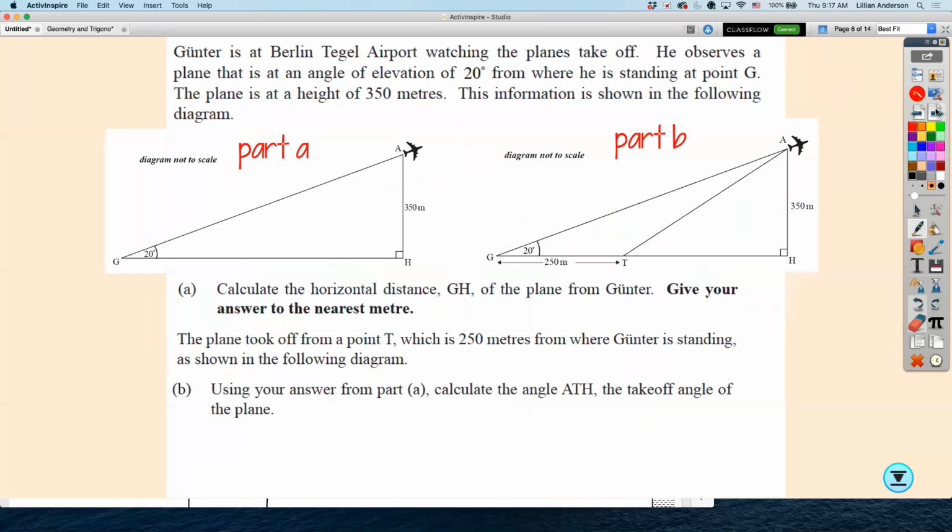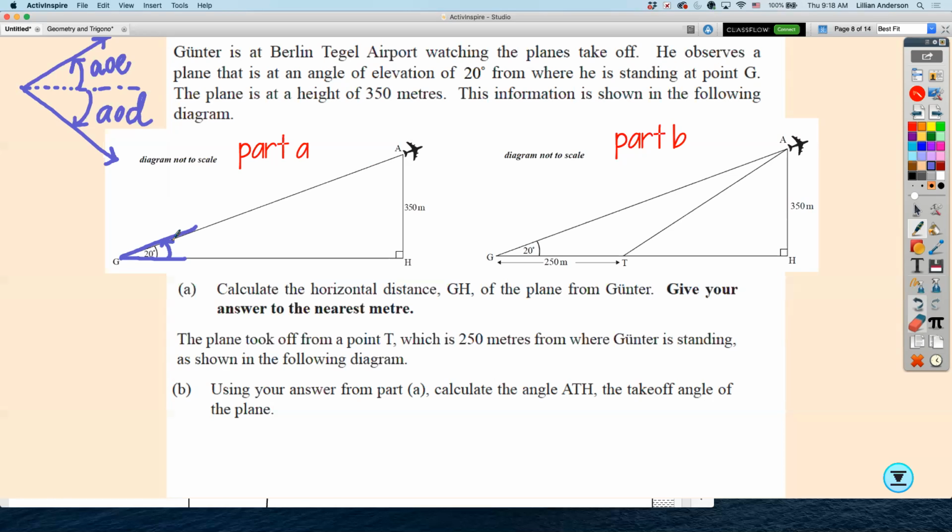So let's take a look at this. I think this was actually from 2019, okay? Gunter is at Berlin airport watching planes take off. He observes a plane that's at an angle of elevation of 20 degrees, where he is standing at point G. Remember, angles of elevation always come from some horizontal line looking up. So this will be considered your angle of elevation. What was it called when it looked down? Your angle of depression. Okay, but it always came from some horizontal line going up or down. So if Gunter is represented by G, that horizontal represents the ground that he's standing on. And then he looks up to the plane. And so that is your angle of elevation, which is 20 degrees.